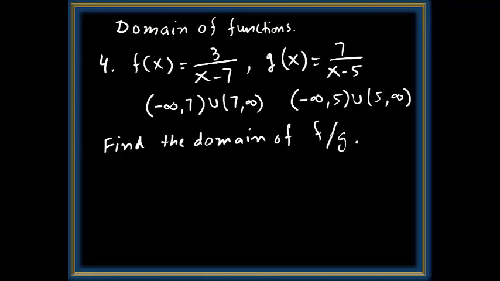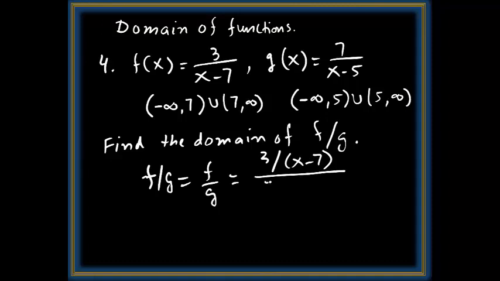Now we are looking for domain of f divided by g. So f divided by g function is like this. When you say f divided by g, you can write like this, f over g. So your f function is 3 over x minus 7, and your g function is 7 divided by x minus 5. You may do some simplification, and in the simplification then you will see that it comes out like 3 times x minus 5 and then 7 times x minus 7.